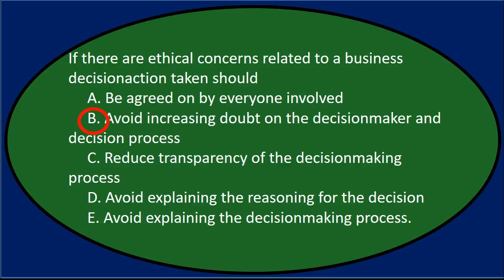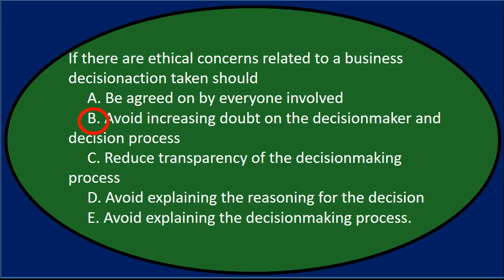So clearly, if there are going to be ethical concerns, we want to reassure the process and make sure that the process is going well. We want to avoid increasing the doubt on the decision-maker and the decision process. A, be agreed on by everyone involved. That might be desirable, but it's not necessarily going to happen that we're going to have total agreement. The fact that we don't have total agreement doesn't necessarily mean that something is wrong per se. People could have disagreements for other reasons.